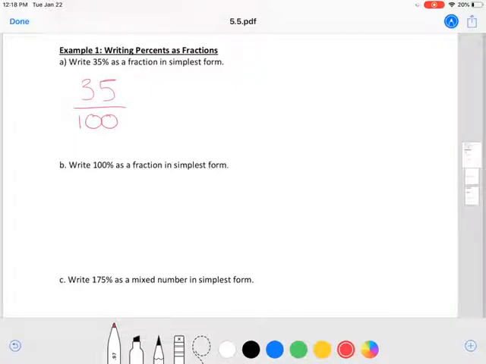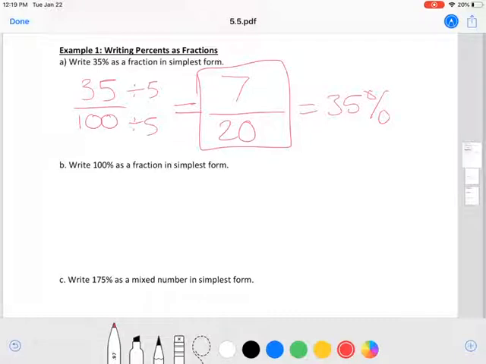So as you can tell, this is not in simplest form. So we need to simplify, which we can do by dividing by 5, because 5 goes into both 35 and 100. 35 divided by 5 is 7, and 100 divided by 5 is 20. So that is our answer. 7/20 is equal to 35%. That 7/20 is our fraction in simplest form.